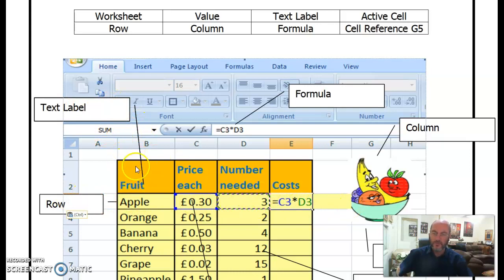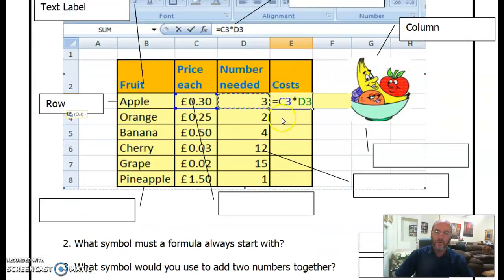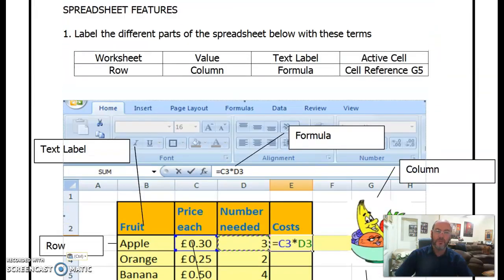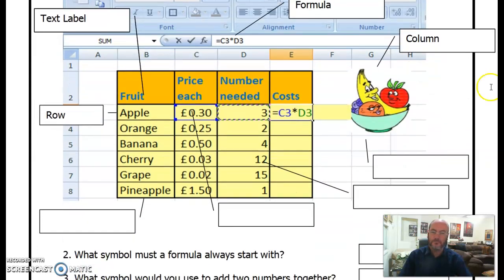Text label, fruit, okay? Now, the whole thing here, the whole thing is what we call the worksheet. So, let me grab the word worksheet there, and paste it in the proper box. There we go, worksheet.